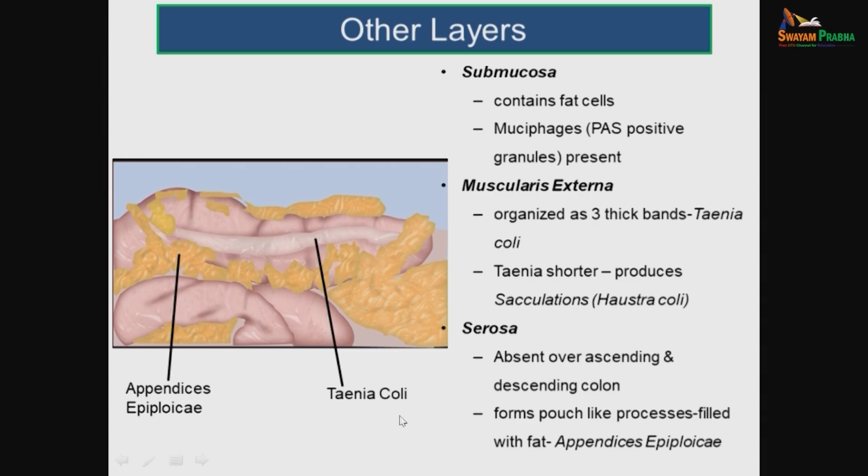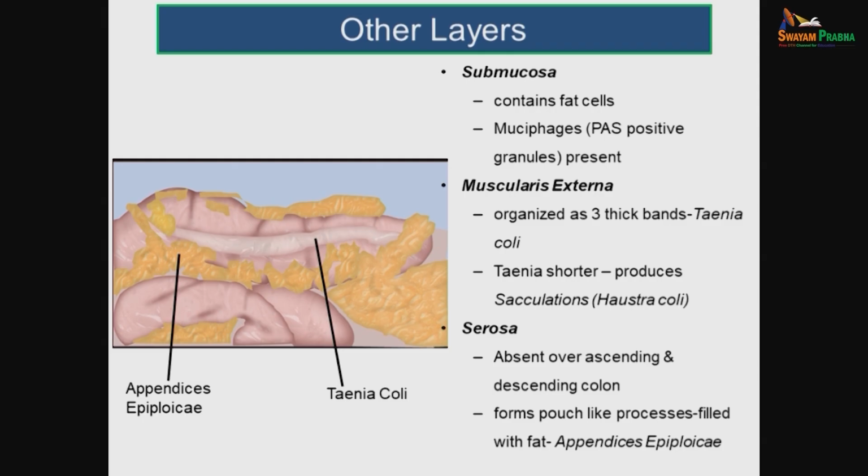Now with respect to this taenia coli, one other interesting thing is the bundles of taenia coli. We said there is an inner circular layer and then an outer longitudinal layer. From this outer longitudinal taenia coli, some muscle fibers, at regular intervals, intersperse and get inside the inner circular layer. Thereby they form a mild attachment to the inner circular layer.